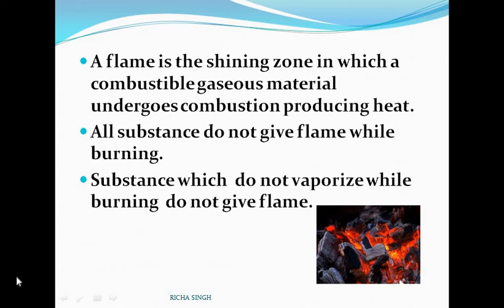This is to be also mentioned here that substances which do not vaporize on burning will not give you a flame. Like you can see here, there is a coal being heated up. It is not completely vaporizing, so it is not producing any flame.